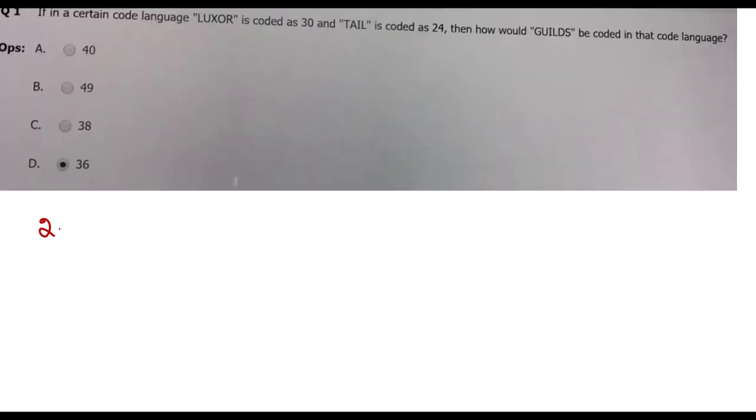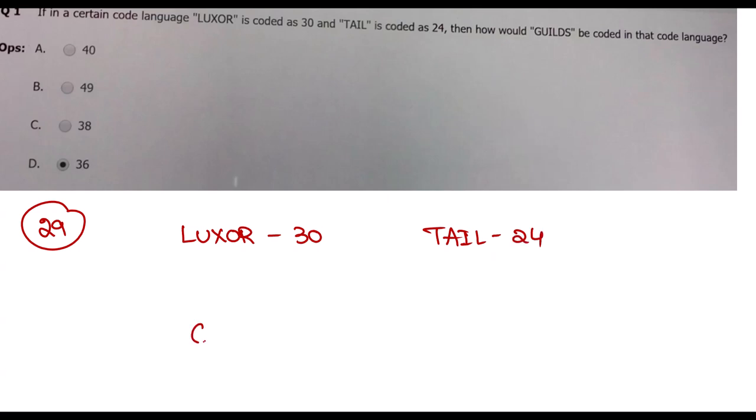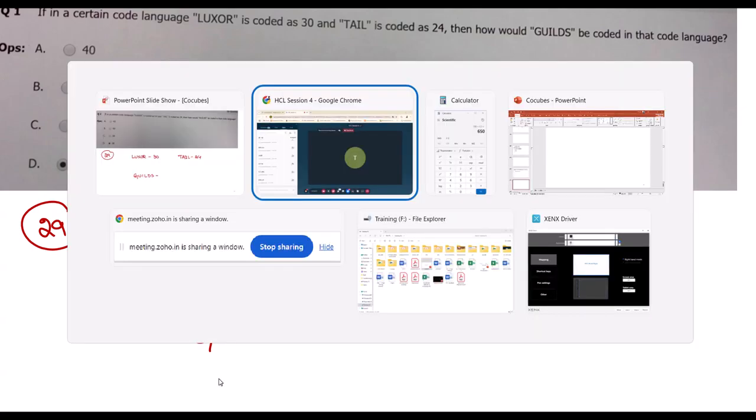This question, coding and decoding. Luxor is given as 30. Tile is given as 24. Gills is what? Luxor is 30. Tile is 24. Gills is what?